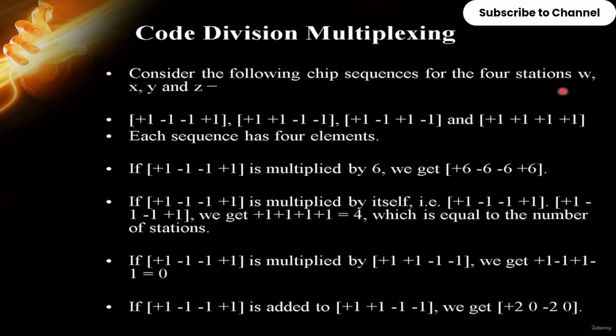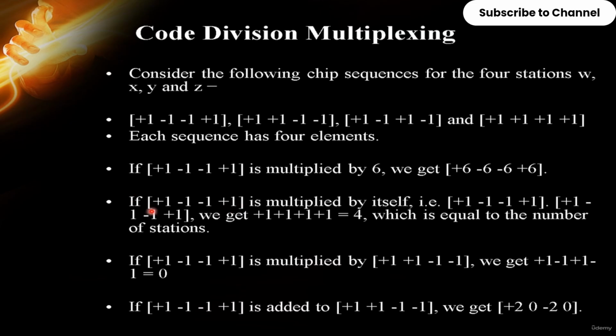So consider there are 4 stations W, X, Y and Z, and here we have this sequence. If +1, -1, -1, +1 is multiplied by 6, then we get +6, -6, -6 and +6.